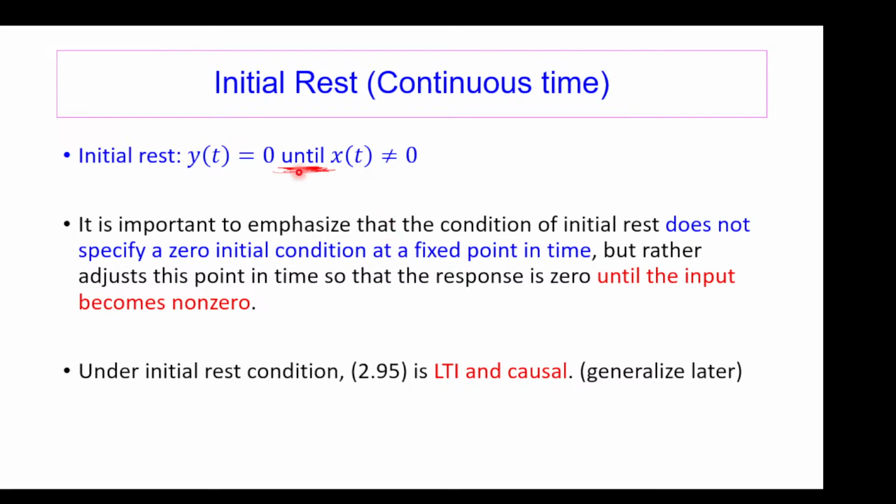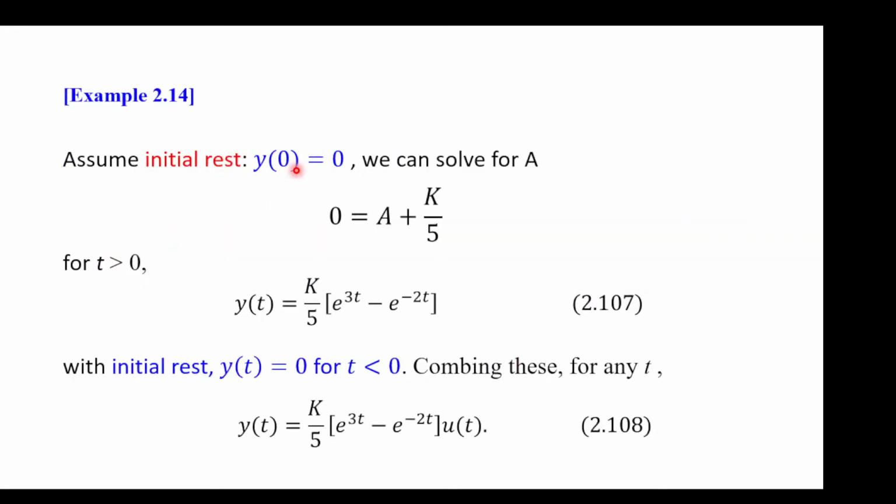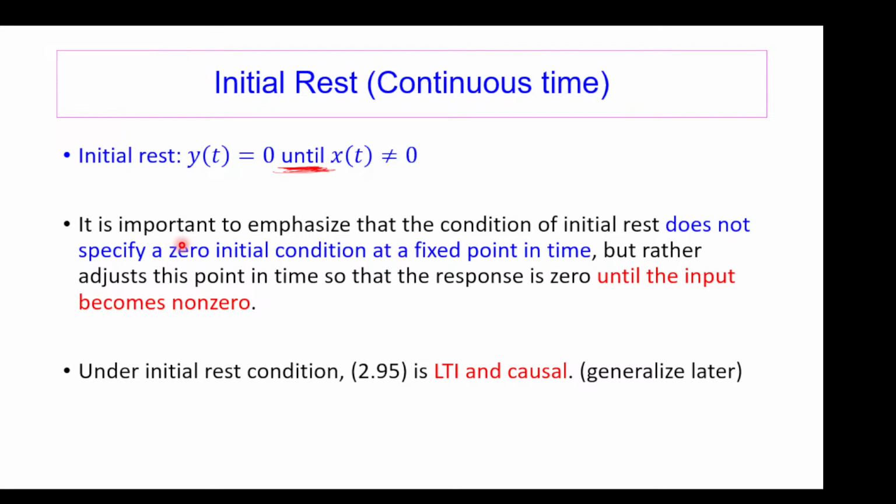The tricky thing about this is that initial rest does not specify this 0 point at some fixed time. So this y of 0 equals 0. This 0 is related to your x of t, because x of t has this u of t component. So the starting point is whatever the starting point of the input is.